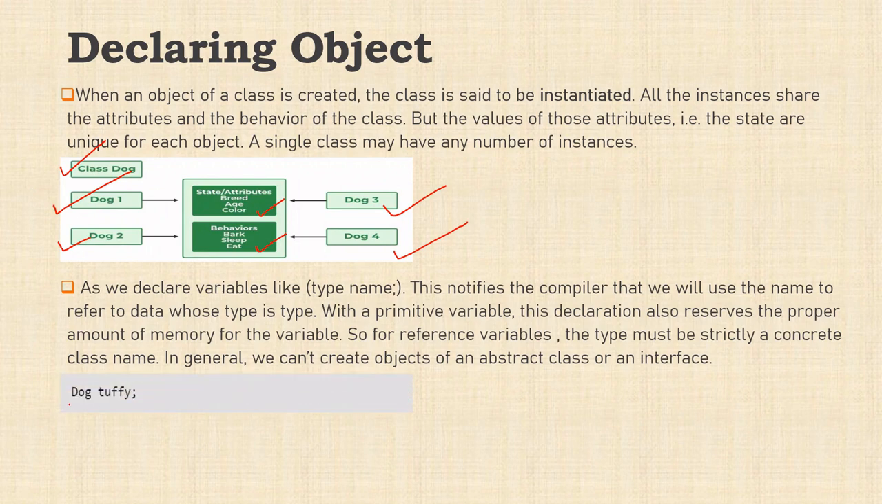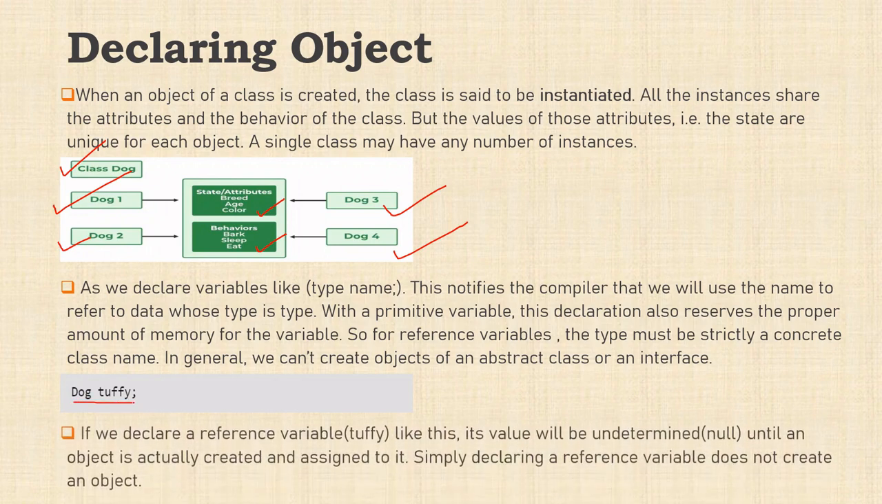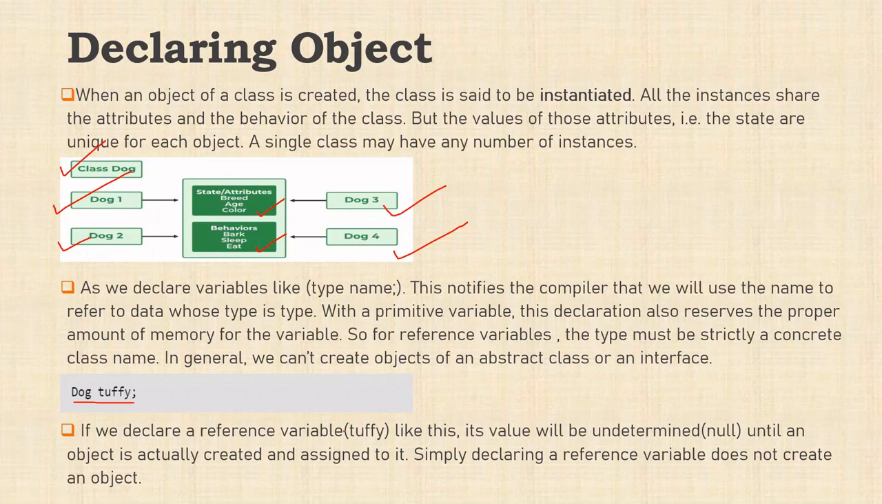So we are going to create one instance of Dog. How can we do it? Dog toffee. If you declare the reference variable toffee like this, its value will be undetermined, null. So the toffee value will be null here, until an object is actually created and assigned to it. So how can you create the object? With Dog toffee, you have declared the object of that class. That means you are trying to create an object.